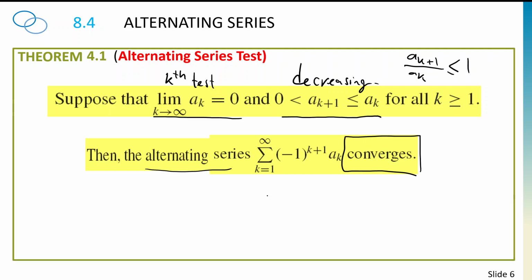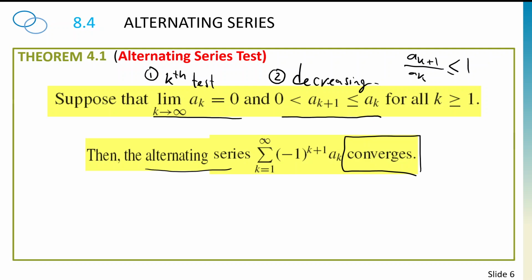Okay, so what do I need to check? I have to check two things. One, that the limit equals 0. Two, that it's a decreasing sequence. If the limit does not equal 0, this is the kth term test, it's divergent. No need to continue by checking if it's increasing or decreasing or whatever. So we stop. If it does not equal 0, it's done, divergent. If it equals 0, then I need to check the other condition, okay?